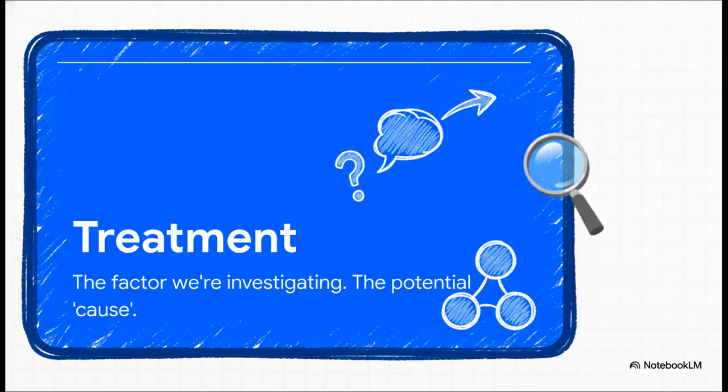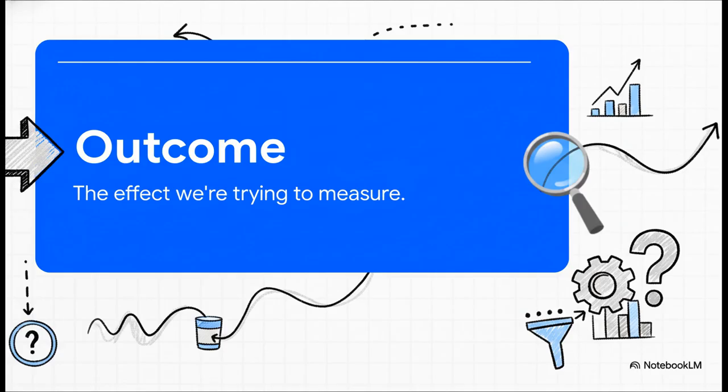First up in the toolkit is the treatment. In any investigation, you can think of this as our main suspect. It's the potential cause that we're putting under the microscope. In our tipping mystery, the treatment is pretty simple. It's being a smoker. Next, we've got the outcome. This is the effect we're measuring. You could even call it the scene of the crime. For us, the outcome is the tip amount. So our whole investigation is about whether the treatment actually affects this outcome.